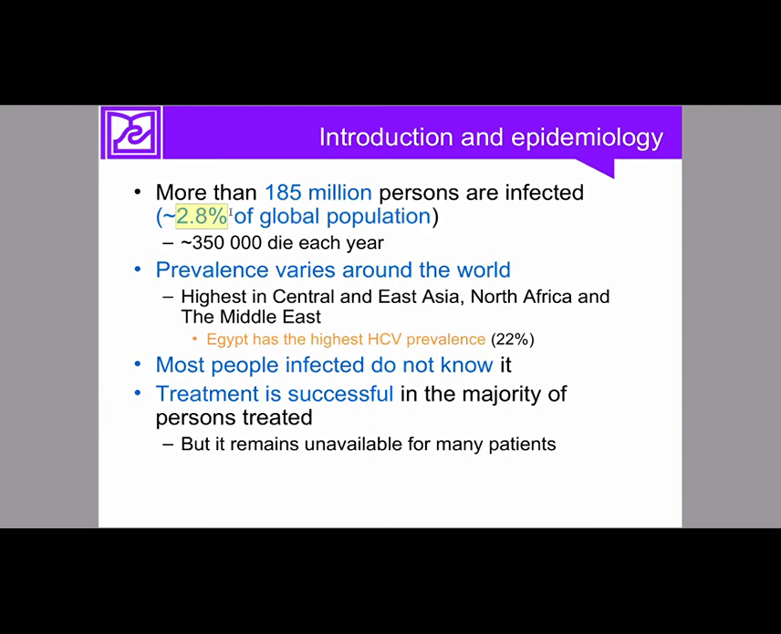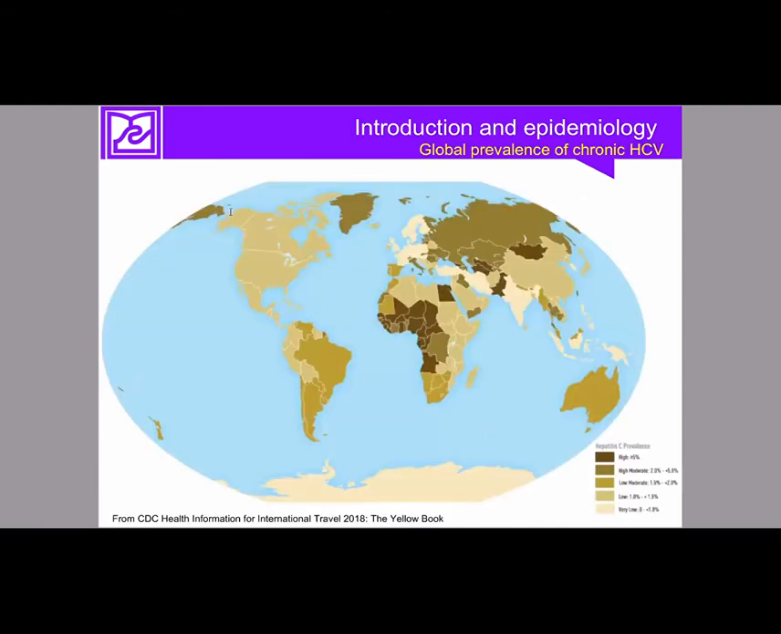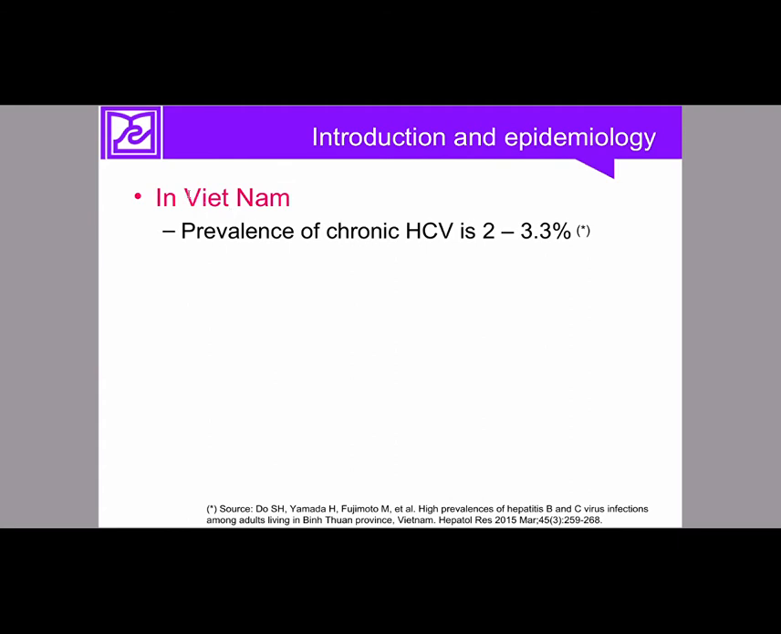Around 3% of the population in the world are infected. What about in Vietnam? In Vietnam, I am not very sure. I was looking for information about this, and I found this paper, and it seems that the prevalence in Vietnam is very similar to the prevalence in the rest of the world, around 3%. So around 3% of people in Vietnam are chronically infected with hepatitis C virus, much less than hepatitis B virus.